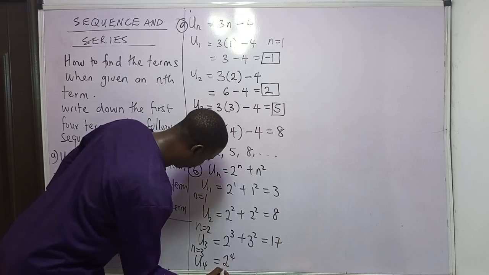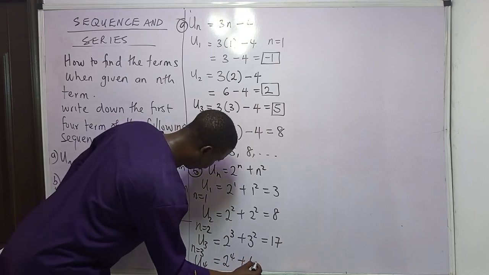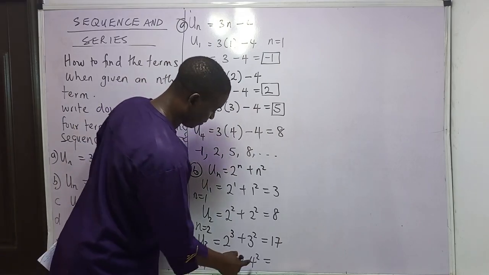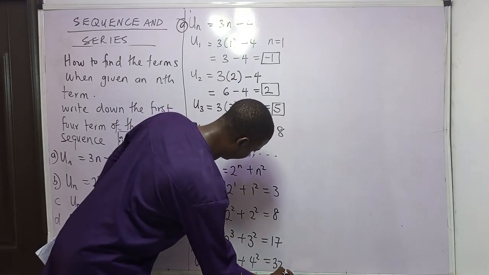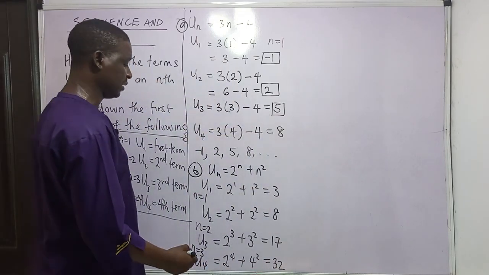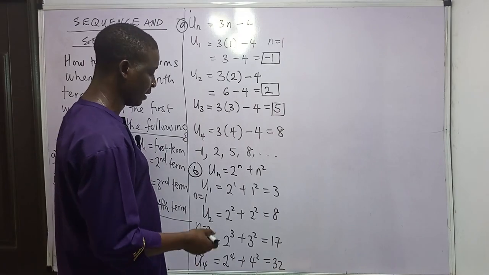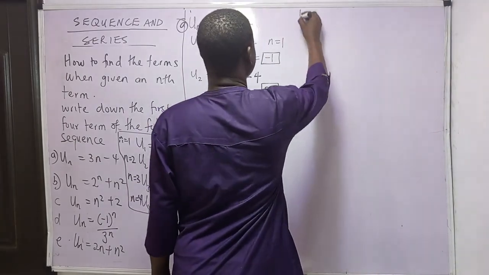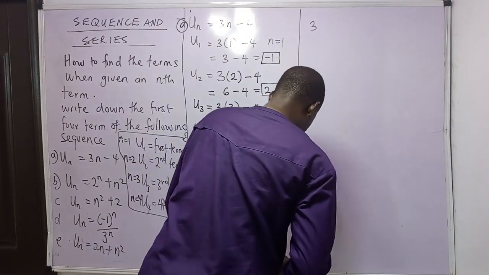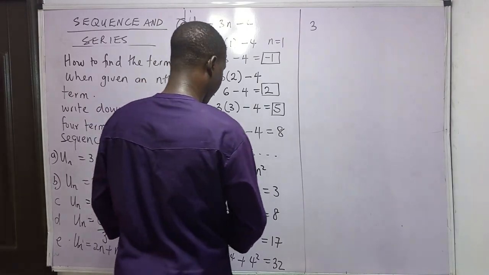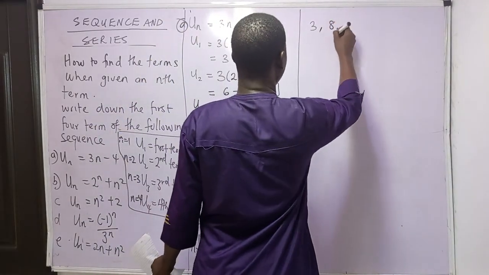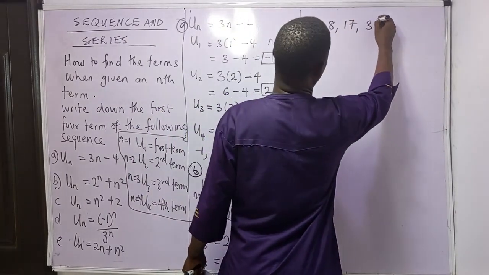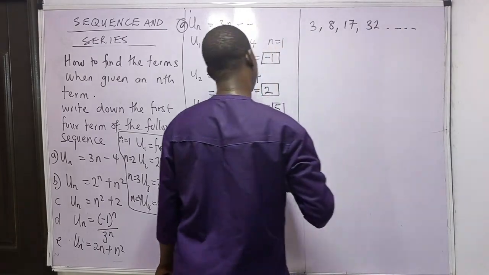The last one, u4, is what? 2 raised to 4 when n equals 4, plus 4 raised to 2. 2 raised to 4 is 16, plus 16 is 32. So 4 times 4 is 16, and 16 plus 16 is 32. So our answer becomes 3, 8, 17, 32. This is our answer.